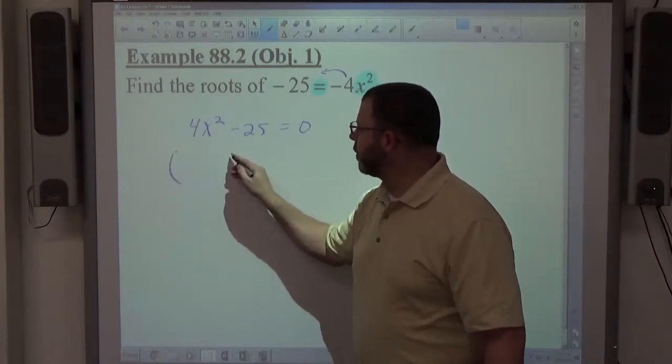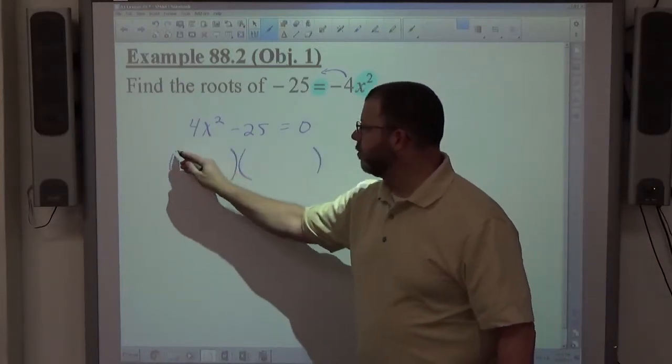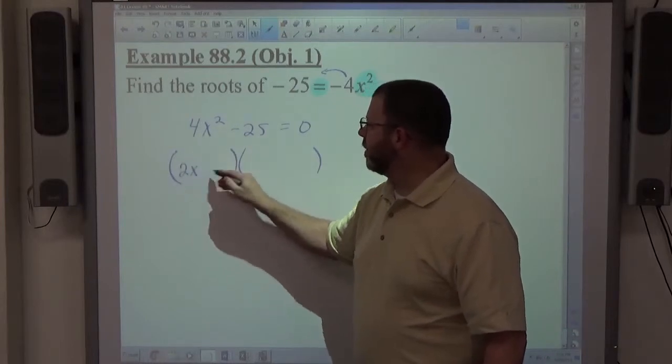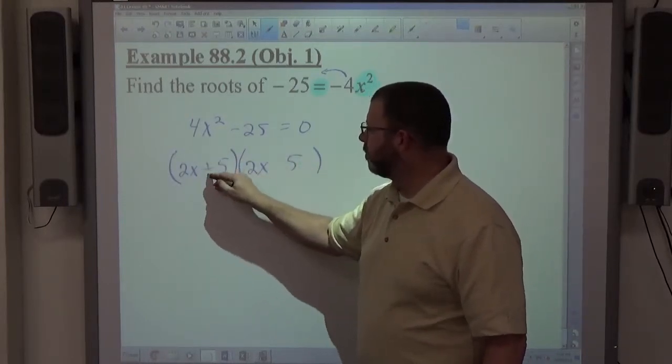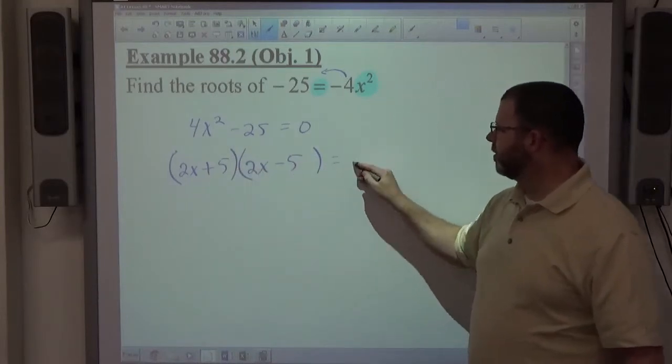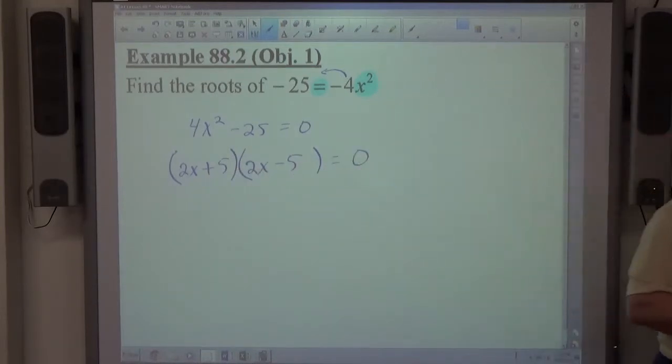When I see a difference of squares, the factored form is simply the square roots. So 2x times 2x makes 4x squared. 5 times 5 makes 25. One plus, one minus on the 5's. Factoring a difference of squares is recognition of a structure. Once you see the right structure, simply write down the factored form.